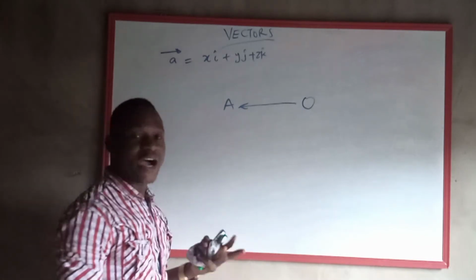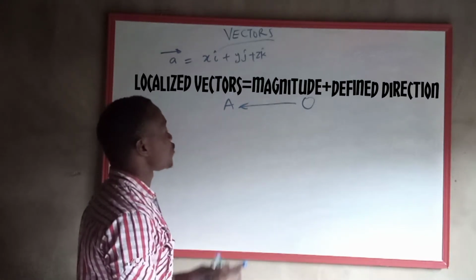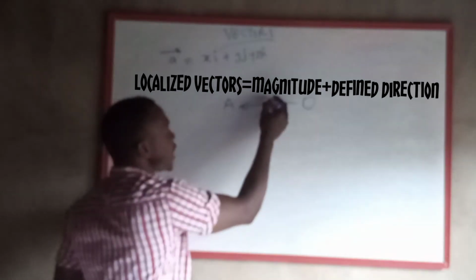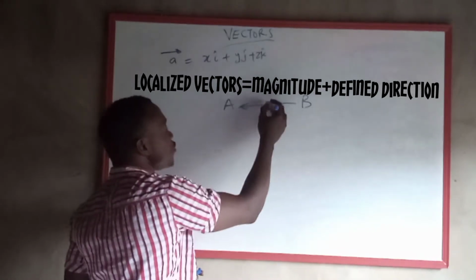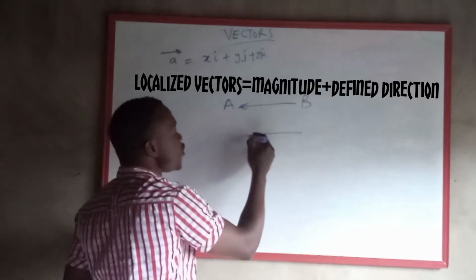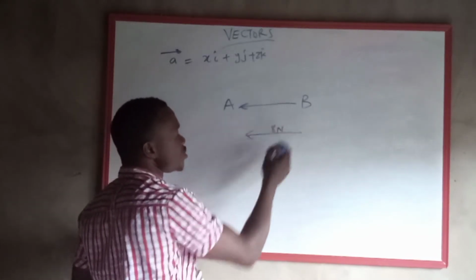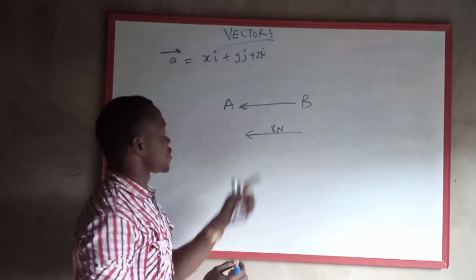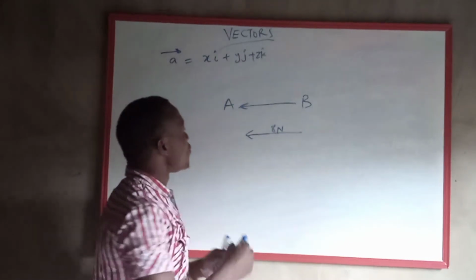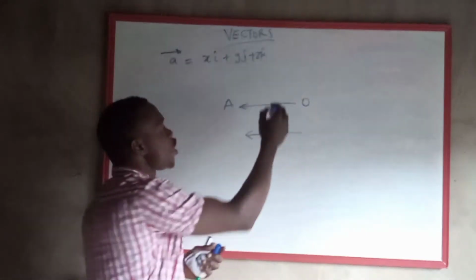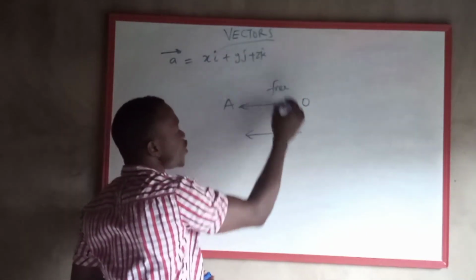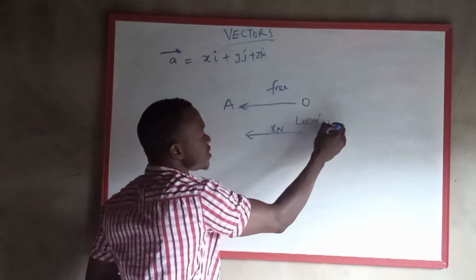The second one we have is the localized vectors. For localized vectors, we have a particular position. So we know it is from position A to position B, or from position B to position A, or maybe we just have it as that 8 Newton. That becomes a localized vector. But when there is no particular starting point, from 0 to wherever, it becomes a free vector. This becomes a localized vector.